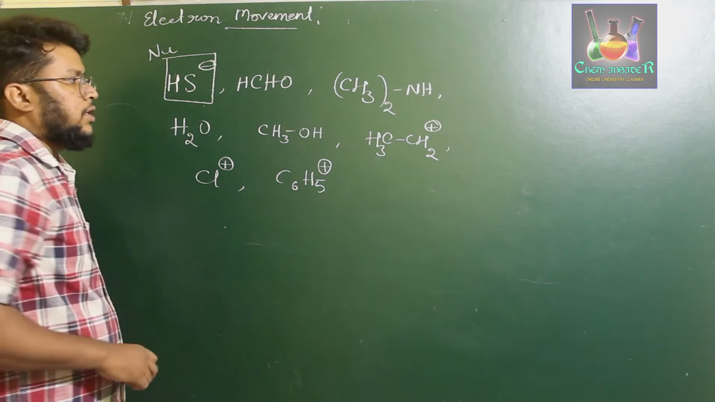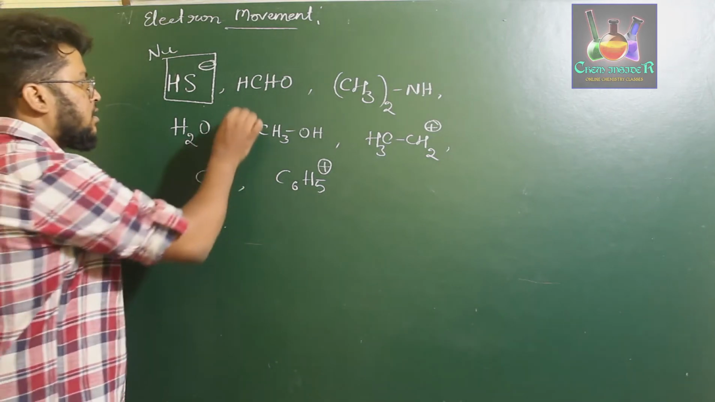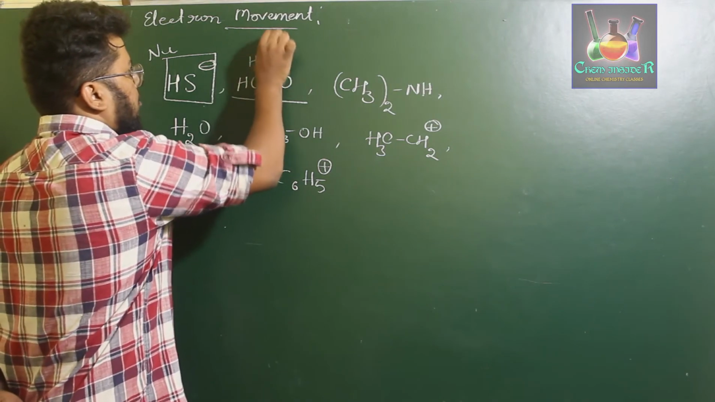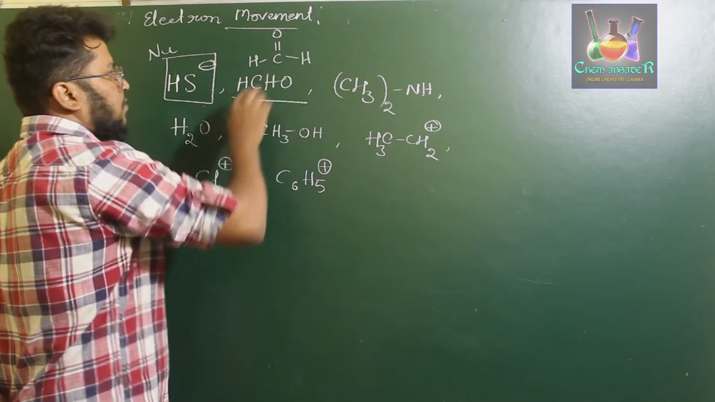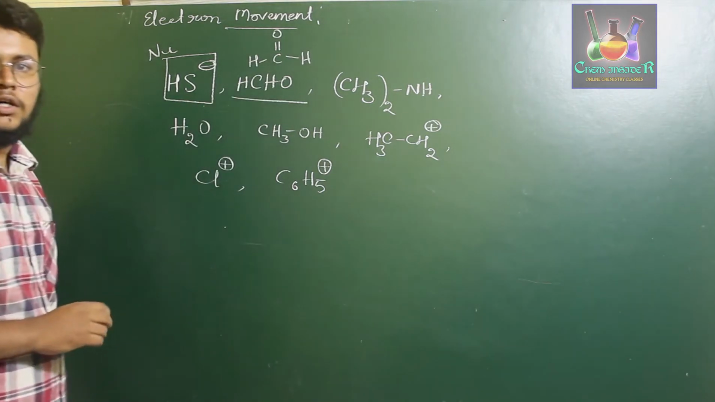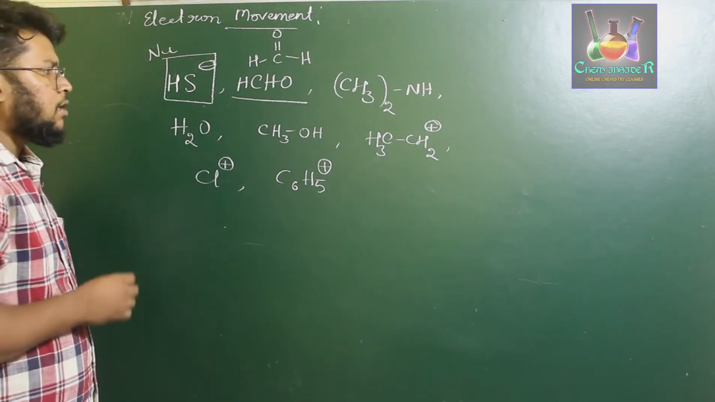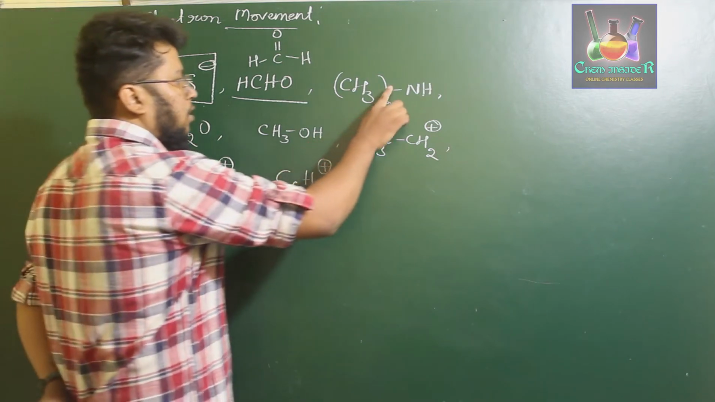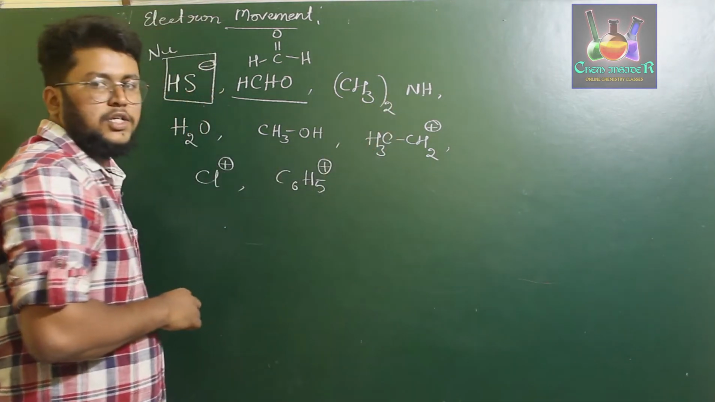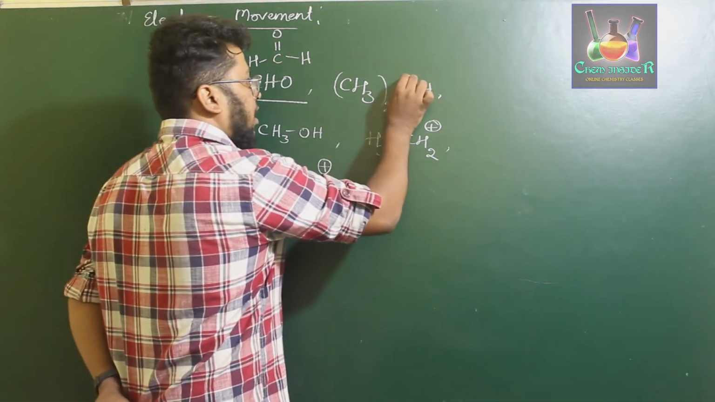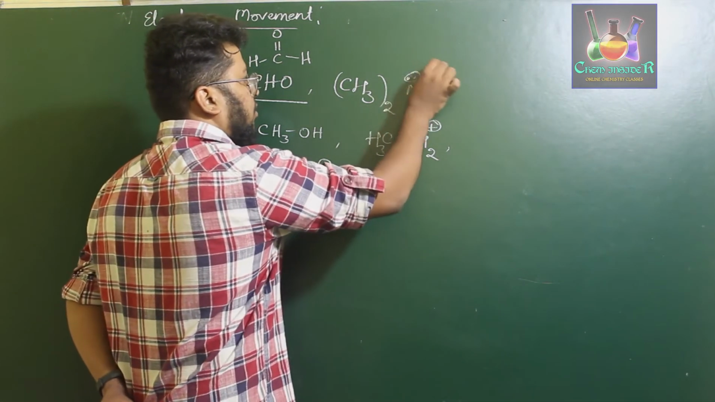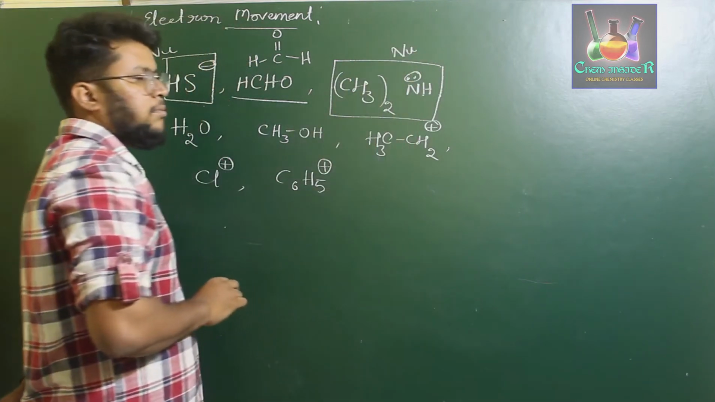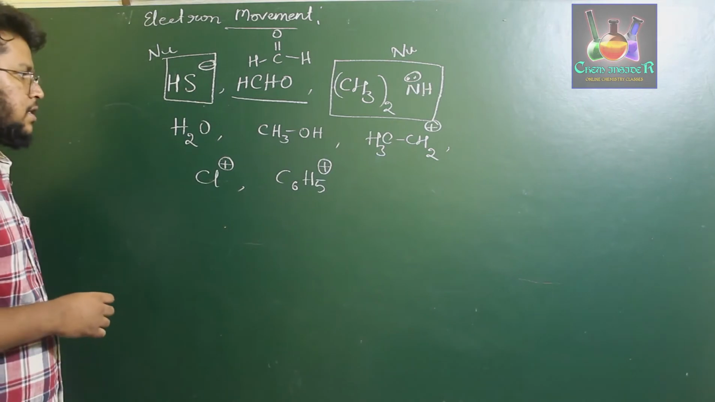And this particular compound, HCHO, is an electrophile because it is a neutral compound. It is of the form H-C double bond O. Since the carbon and oxygen bond is polarized, carbon will be an electrophile in nature. Next, in this example of (CH3)2NH, the nitrogen present here will have a lone pair of electrons. So therefore, this species will be a nucleophile because of the lone pair of electrons present.